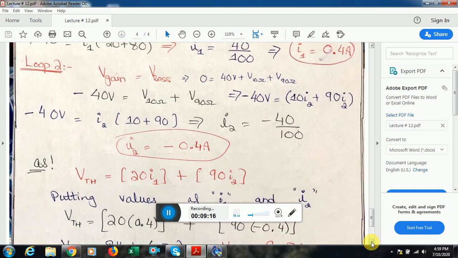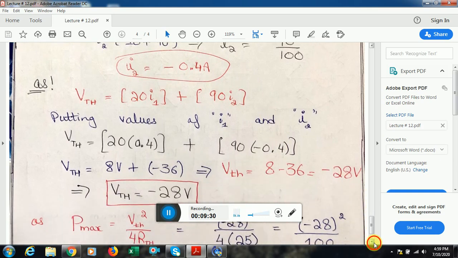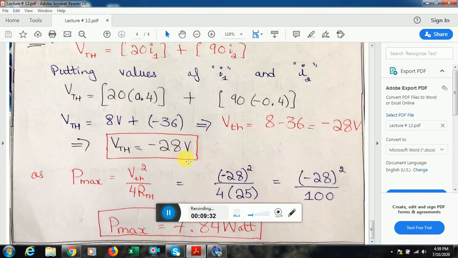Now to find the VThevenin, we put the values of I1 and I2 in the equation just defined, which was V20 ohm plus V90 ohm. I insert the values of I1, I2, and I get to know that the VThevenin, or the Thevenin voltage across the circuit, is minus 28 volt. Now we move on to finding the maximum power transferred, which by this formula is equal to 7.84 watt.